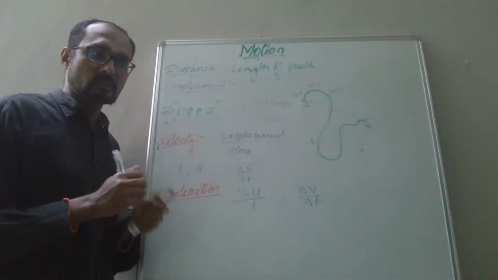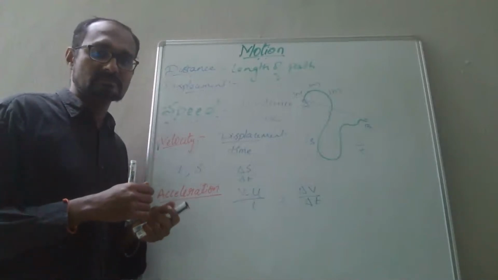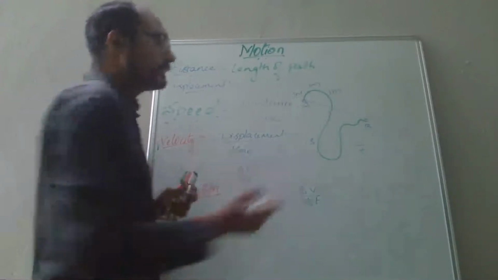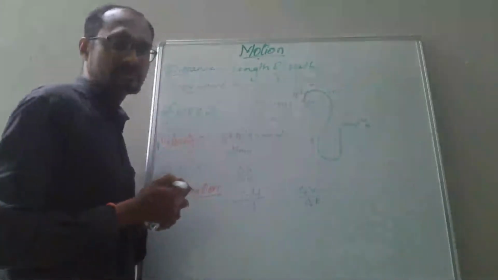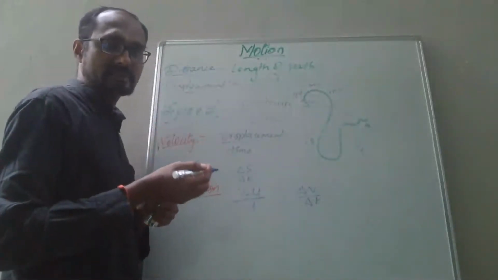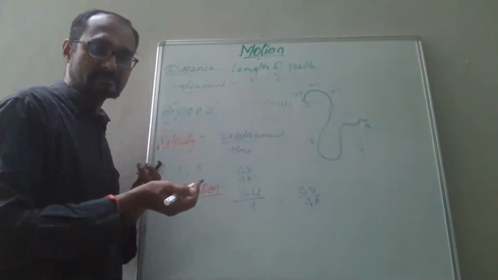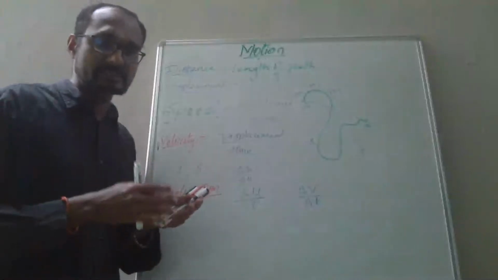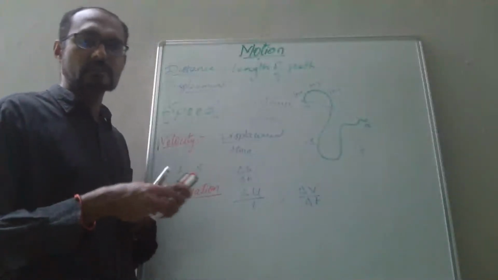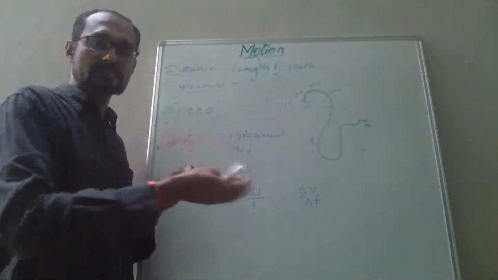Now what is non-uniform speed? Suppose for the first 1 second it covered 1 meter, and in the next second it has covered 2 meters, so the total is 3 meters.